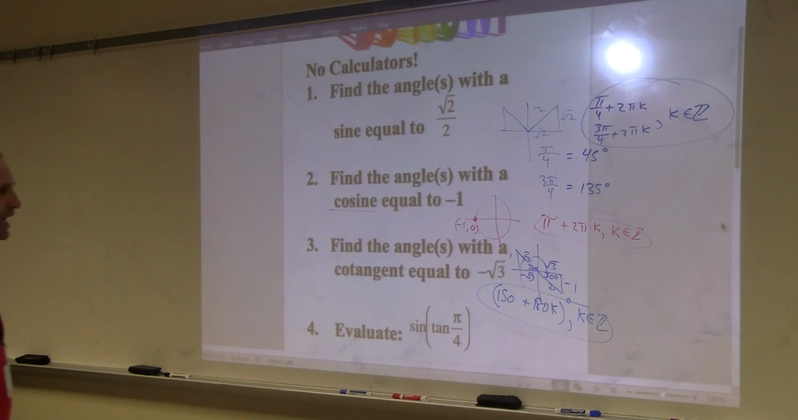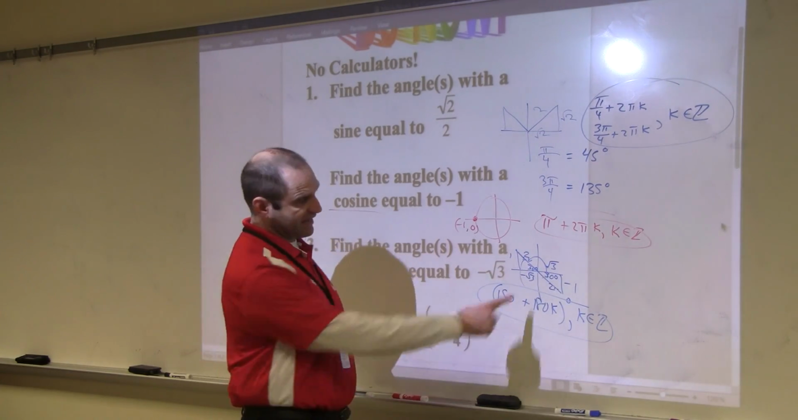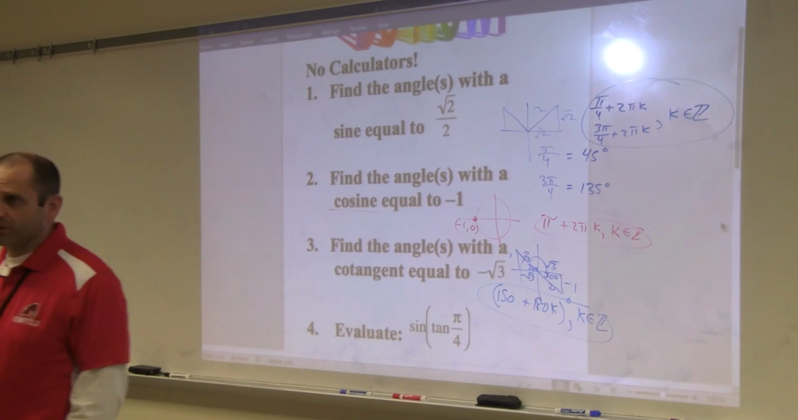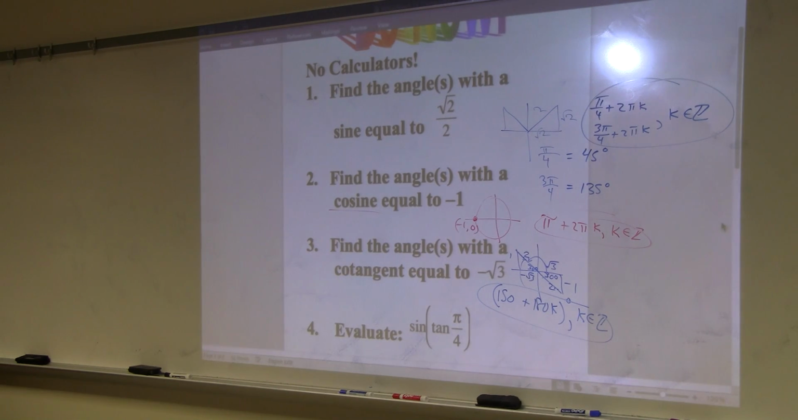30 is not one of the angles. 30 is in quadrant 1, not in quadrant 3. I can do negative 30. Yeah, I can do negative 30, but the standard is to use the angle within one positive rotation. That's why I chose 150. If you wrote negative 30 plus 180, okay, that would work.